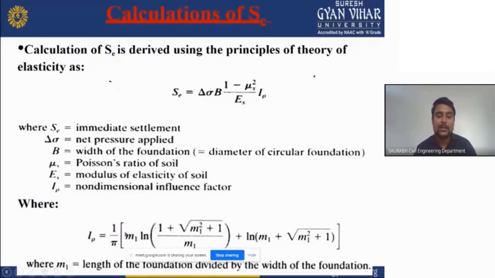1 by pi, bracket M1 ln of (1 plus root M1 square plus 1) upon M1, plus ln of (M1 plus root M1 square plus 1). And where M1 is equal to length of the foundation divided by the width of the foundation. If you want to find the M1, you can easily do this by dividing the length of the foundation by the width of the foundation.